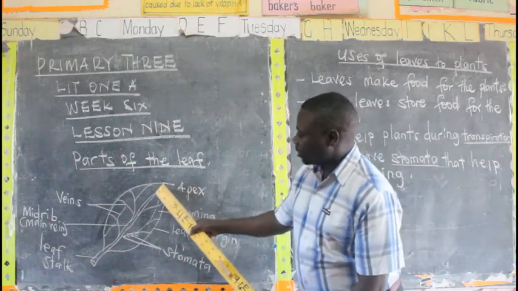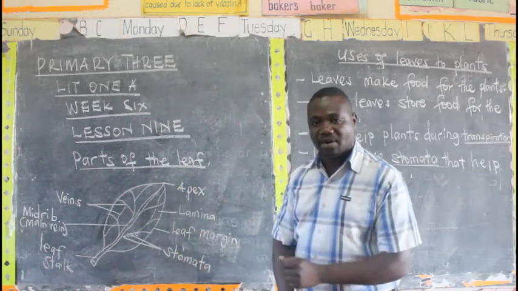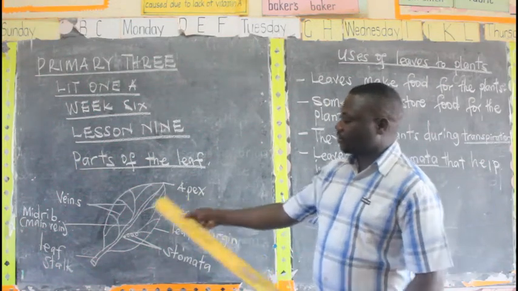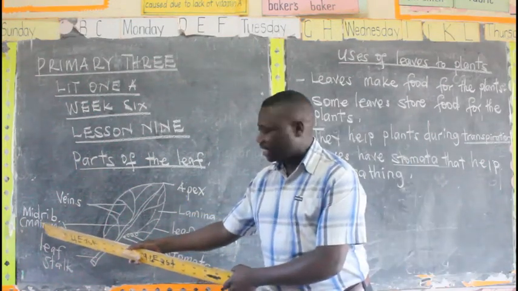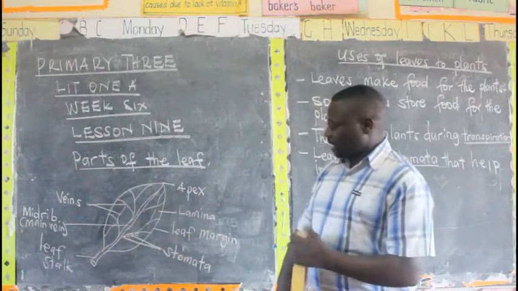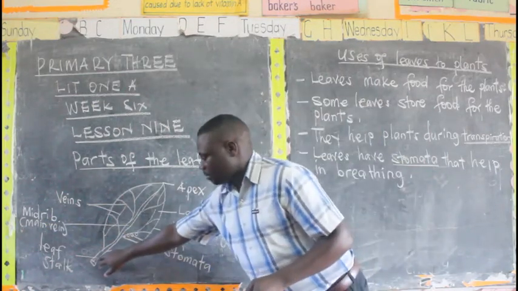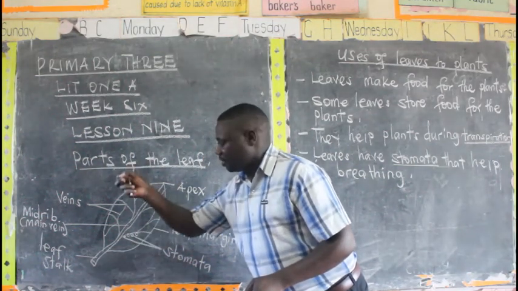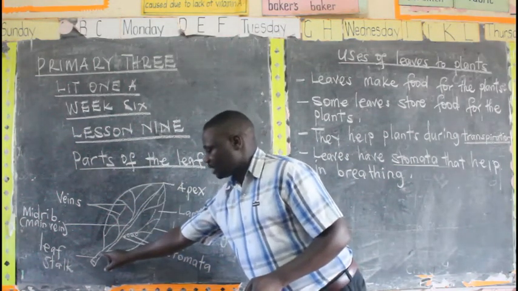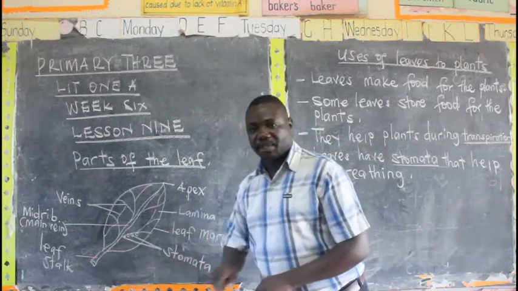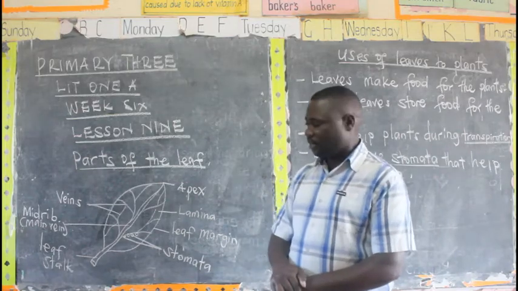This part, we call it midrib. All of you? Midrib. Very good. Or we can call it main vein. Then we have this part at the bottom of the leaf, where you pluck the leaf off from the branch, and then you see this part here. We call it leaf stalk. Repeat after me. Leaf stalk.